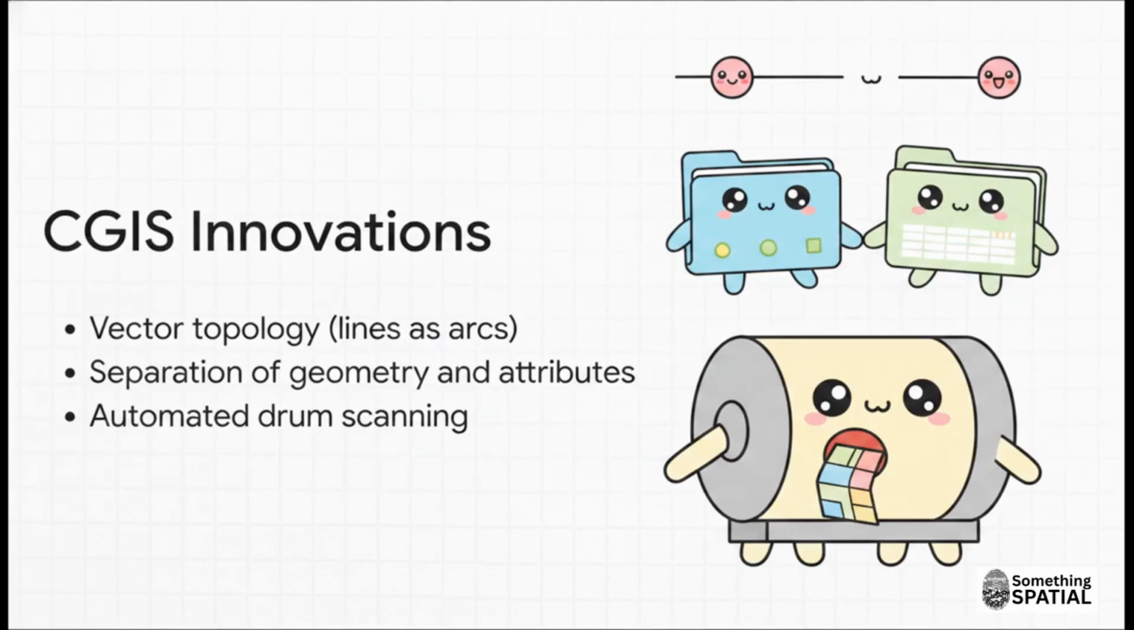In 1963, Tomlinson directed the development of the Canada Geographic Information System, or CGIS. This was the world's very first true computerized GIS. It brilliantly introduced true digital vector topology, which basically means encoding lines as arcs so the computer actually understands spatial relationships. It completely revolutionized data management by separating locational geometry files from the attribute tables, and even utilized custom drum scanners to automate digitizing paper maps. That's exactly why Tomlinson is universally recognized as the father of GIS.